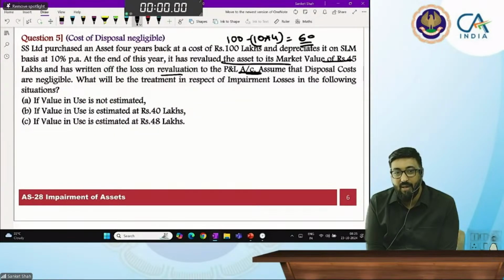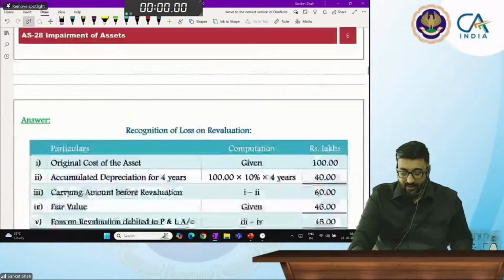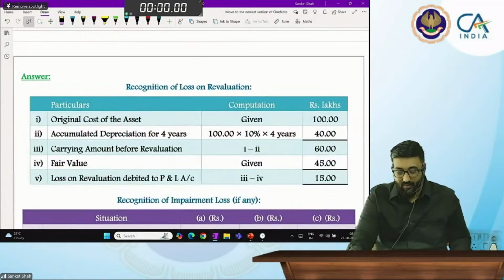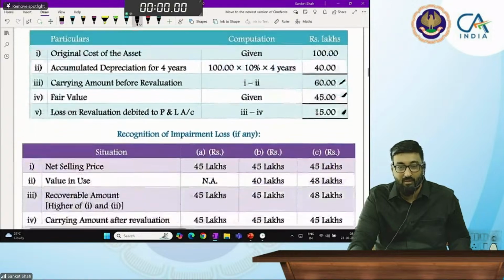What is the treatment if value in use is not estimated? Value in use is estimated at 40 lakhs, and value in use is estimated at 48 lakhs. See, the answer is very simple. Carrying amount before impairment and fair value is 15. Sorry, fair value is 45. And therefore, 15 is my loss on revaluation.